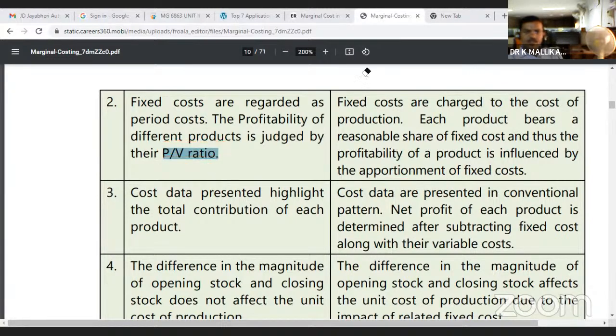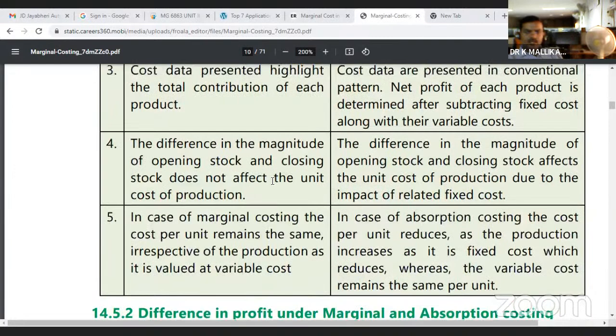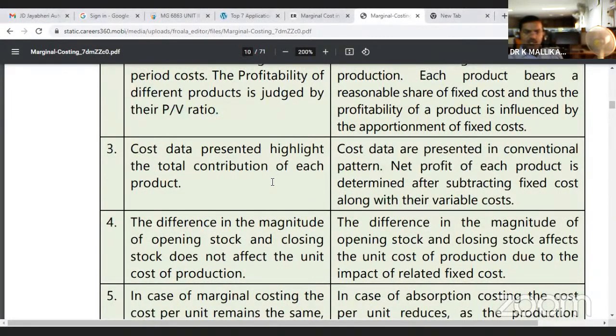The third difference is that the cost data is presented highlighting the total contribution of each product. So contribution plays an important role in knowing the cost. But whereas in the conventional pattern, the net profit of each product is determined after deduction of fixed cost. Only after subtraction of fixed cost do we know the data in this conventional method.